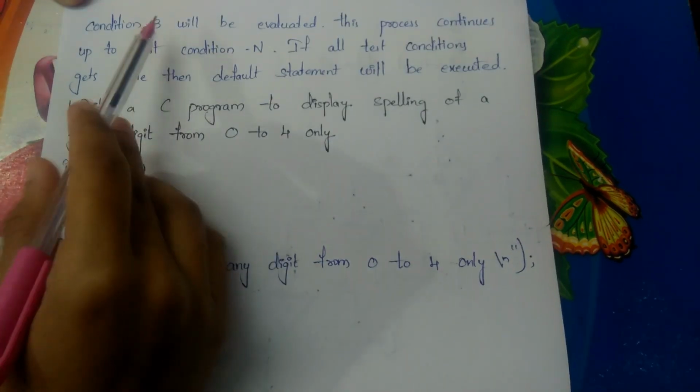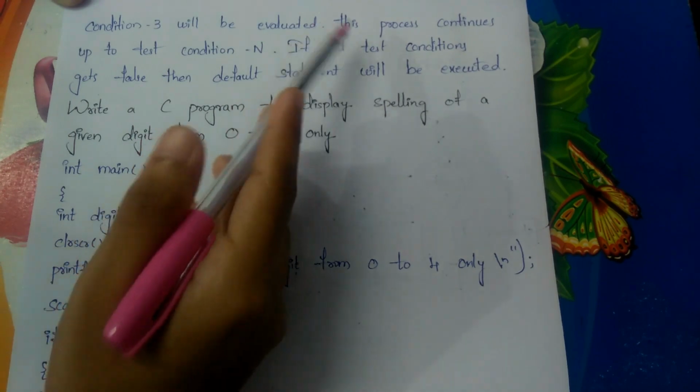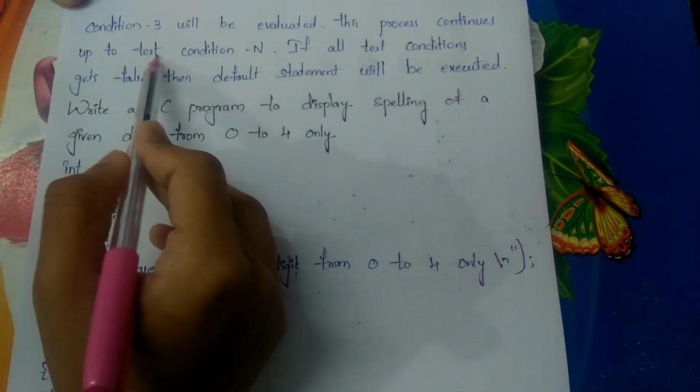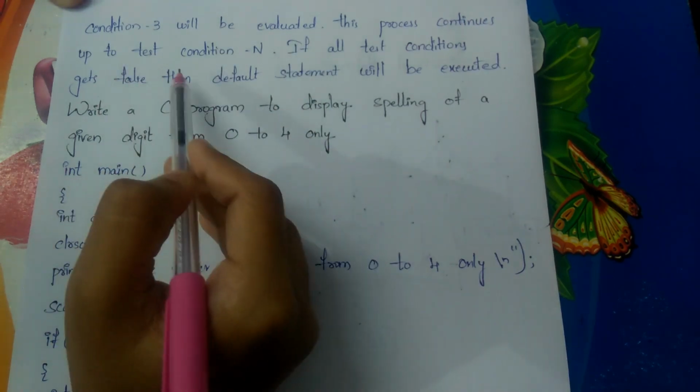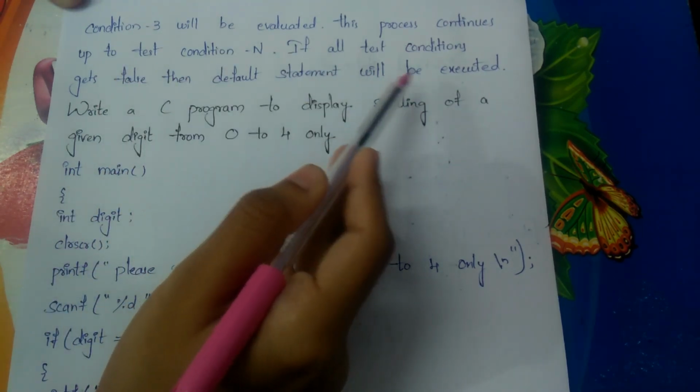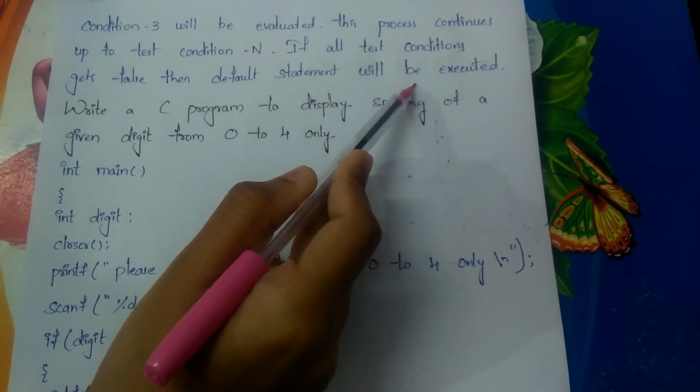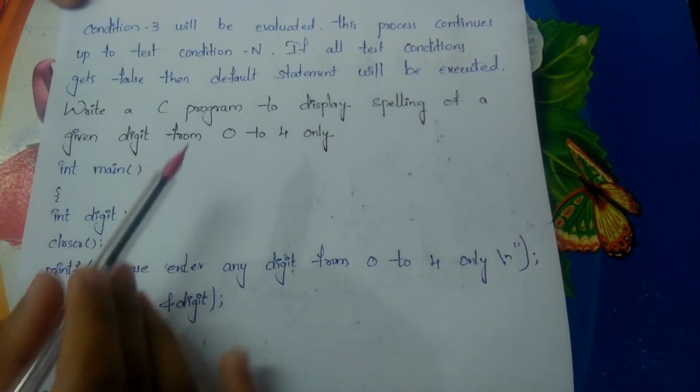So after that the condition 3 will be evaluated. Now this process continues up to test condition n. So if all the test conditions get false, then the default statement will be executed. This is about the else if ladder. Now let's see the program on this.